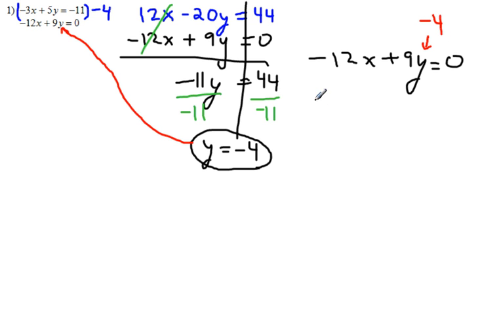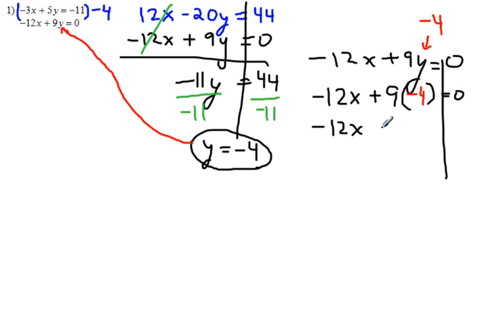Always use parentheses. Let's see what we get. Negative 12x plus 9 parentheses, here's my negative 4, negative 4 instead of my letter y, is equal to 0. Let's solve from here. I get negative 12x minus 36 is equal to 0.